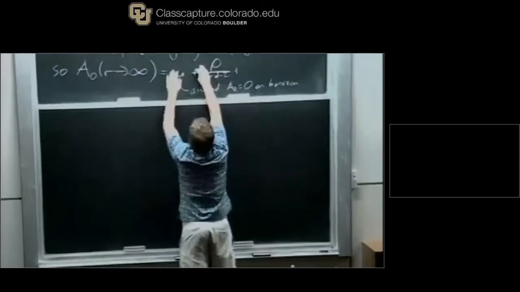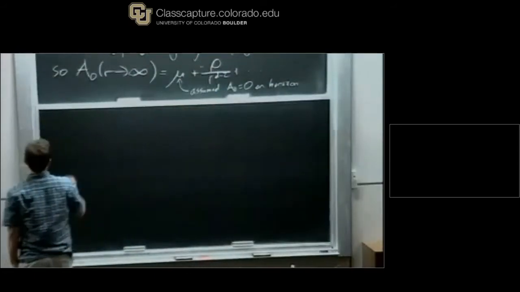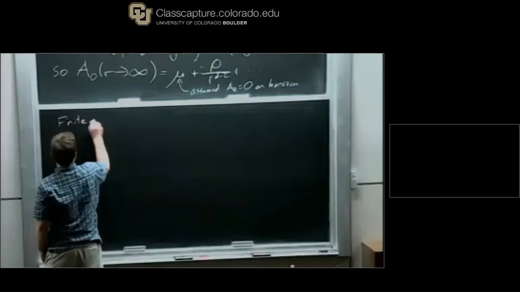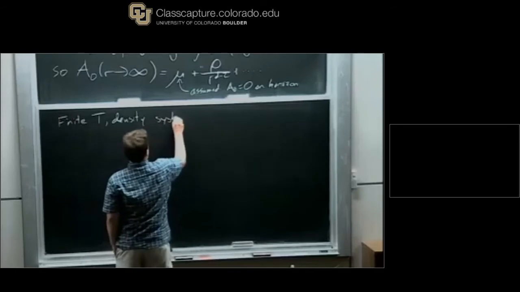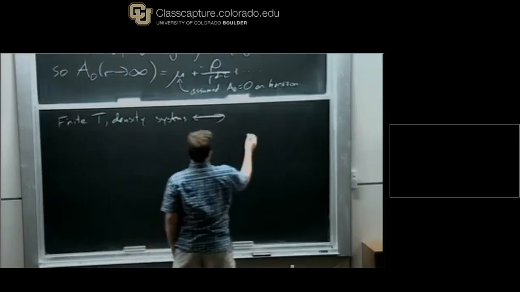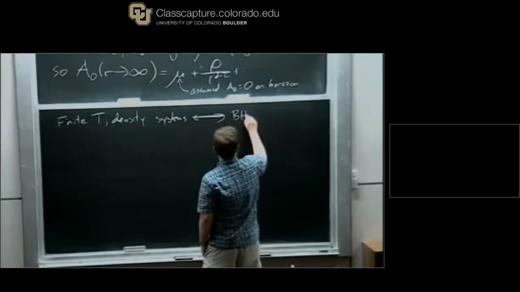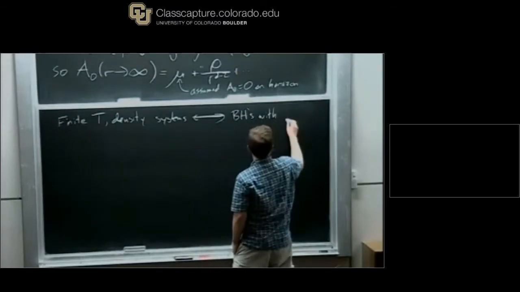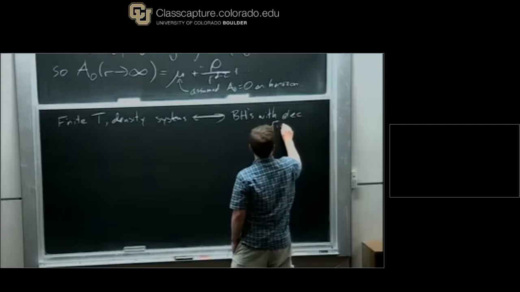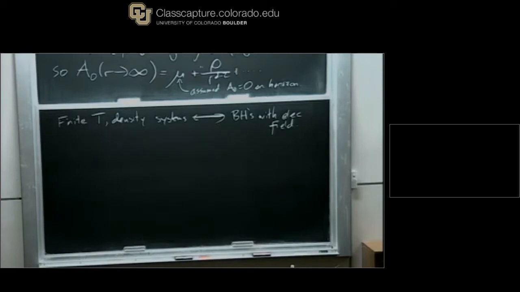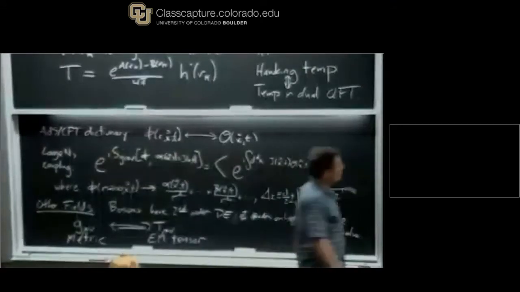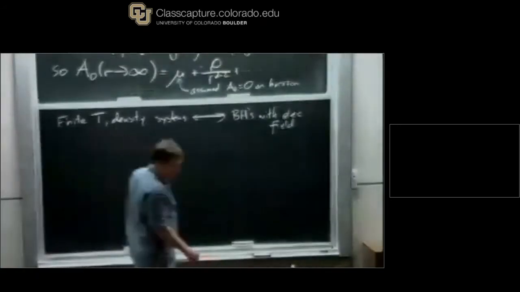So a neat and satisfying thing that comes out of AdS/CFT is that finite temperature and density systems are dual to black holes with a gauge field, with an electric field. And so a lot of what people do when they're interested in studying certain states in the field theory is to look at black holes with horizons, with electric fields, and check out their properties. And that tells us about finite temperature and density states.